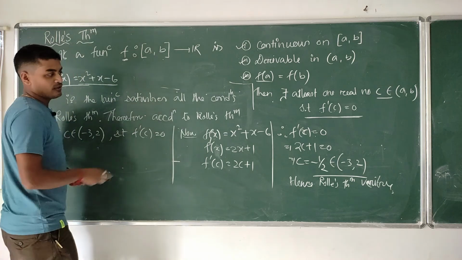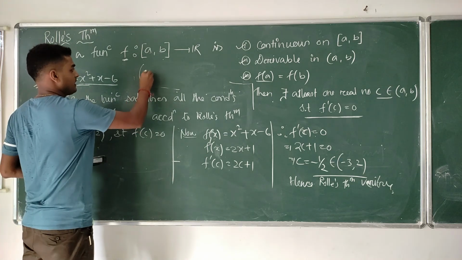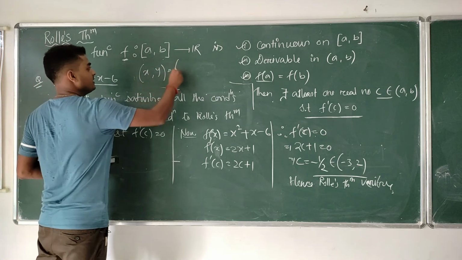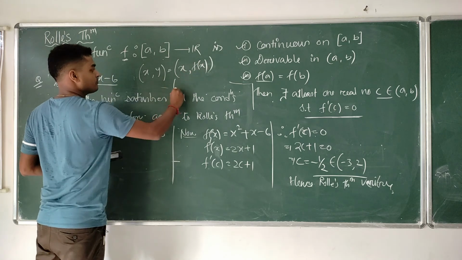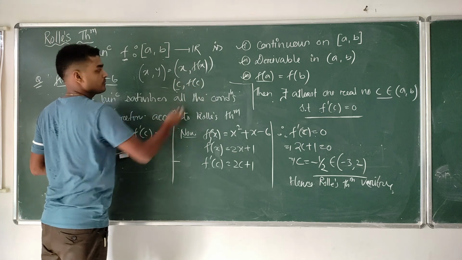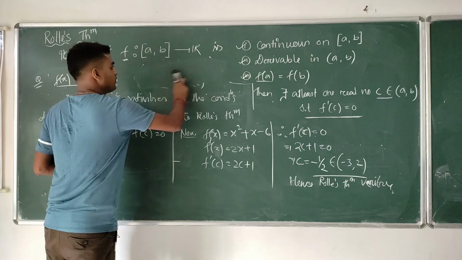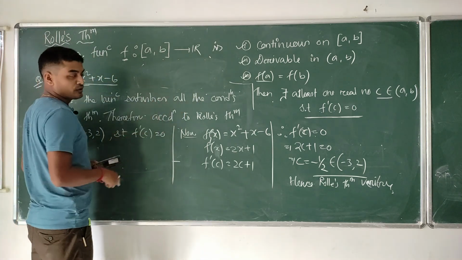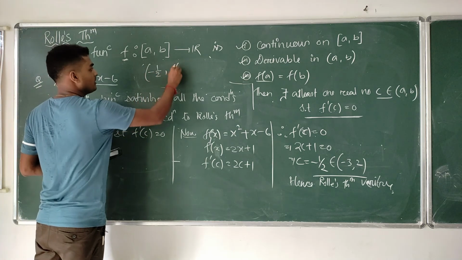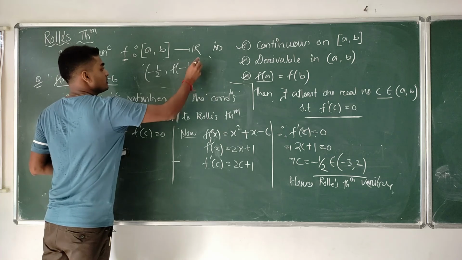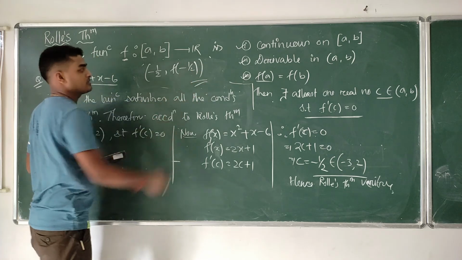Okay, and what is the exact point? What is the value of c? Minus half. The exact point is x comma y, or you can say x comma f of x. Therefore the exact point is c comma f of c. Correct. So what is the exact point then? This is the x coordinate. What about the y coordinate? Minus half comma f of minus half. So put the value, you will get the answer.